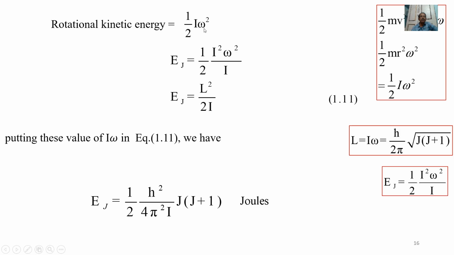Multiply and divide by I, which will give you 1 by 2 I squared omega squared divided by I. And we know that L equals I omega, which is equal to h divided by 2 pi times the root of J into J plus 1. So instead of I omega, you can write this; I squared omega squared can be replaced by this. So we have E_J equals L squared divided by 2I. Substituting the values of I omega in equation 1.111, we have the expression for rotational kinetic energy, which is equal to 1 by 2 times h squared divided by 4 pi squared I times J into J plus 1 joules.